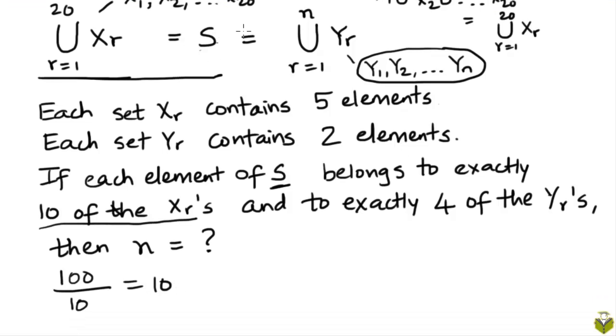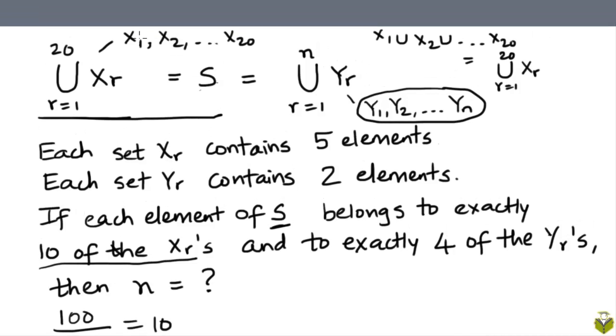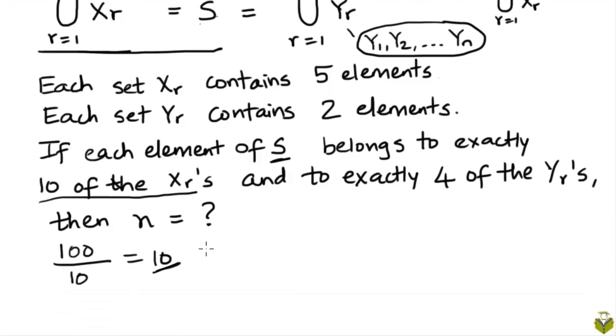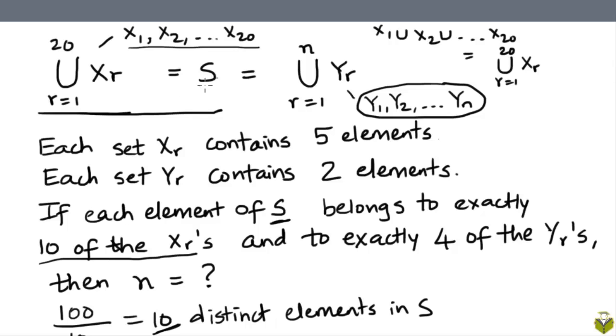Why? Because each distinct element in S maps to 10 instances in these 20 sets. So if there were 10 distinct elements in S, they would map to a total of 100 different elements across these 20 sets. And we know that there are indeed exactly 100 elements across these 20 sets put together, because there are 20 such sets and each set contains 5 elements. So there are 10 distinct elements in S. So the set S has 10 elements.